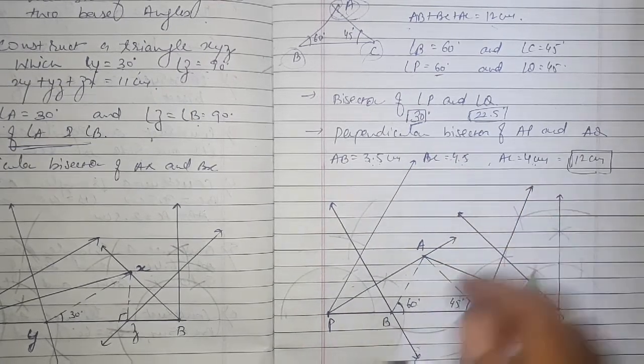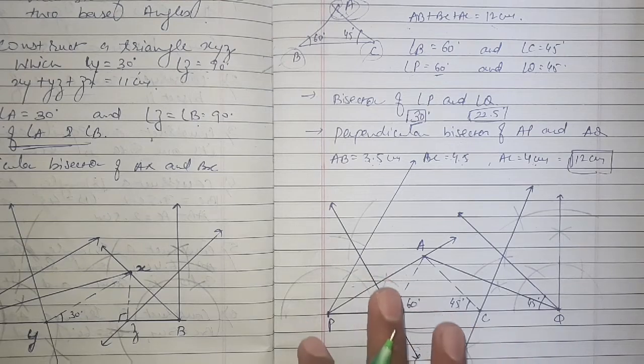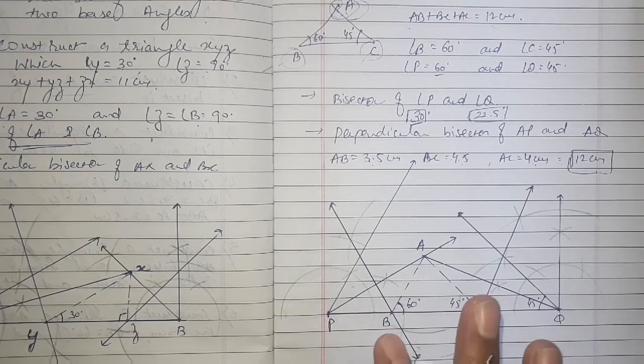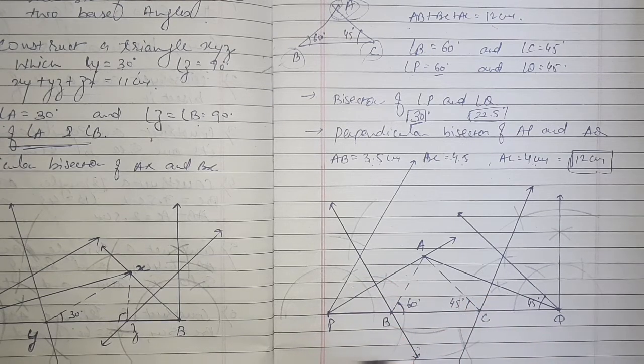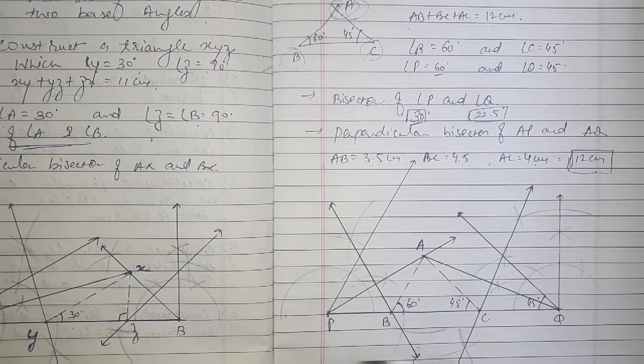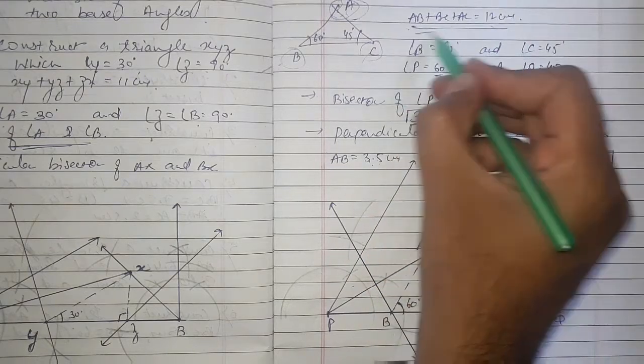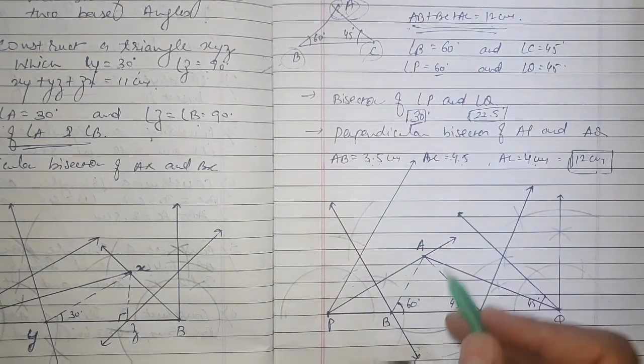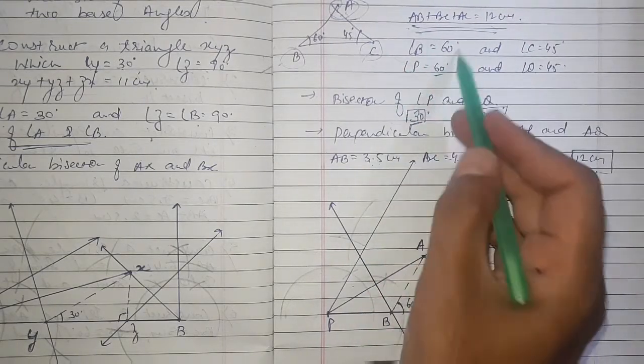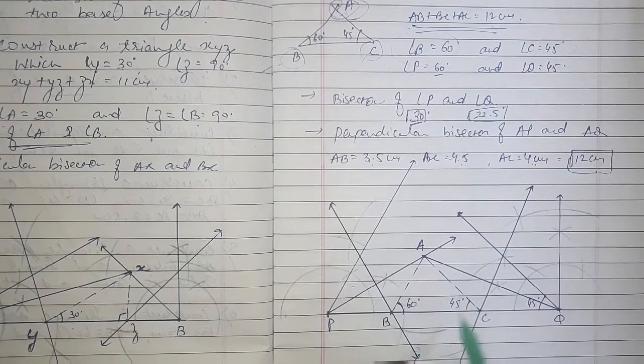Here my verification is clear, so my construction is correct. From the exam point of view, the examiner only checks that the sum of all sides is 12 centimeter, and that the angles of 60 and 45 degree are constructed correctly or not. So only these things we have to verify in the construction.